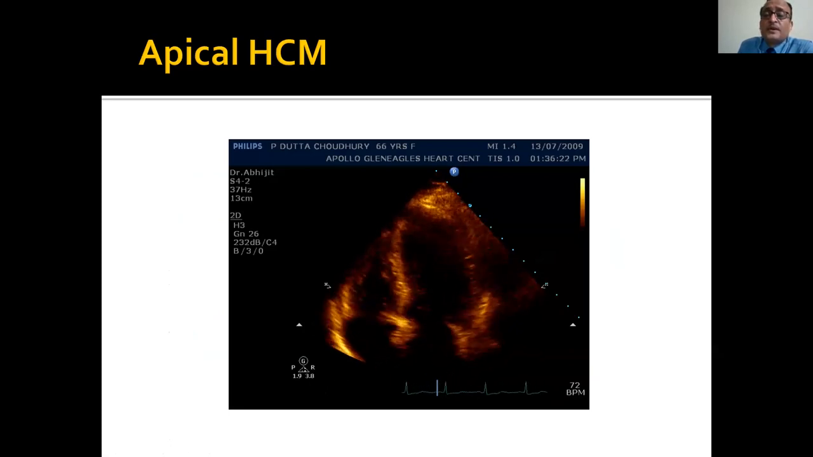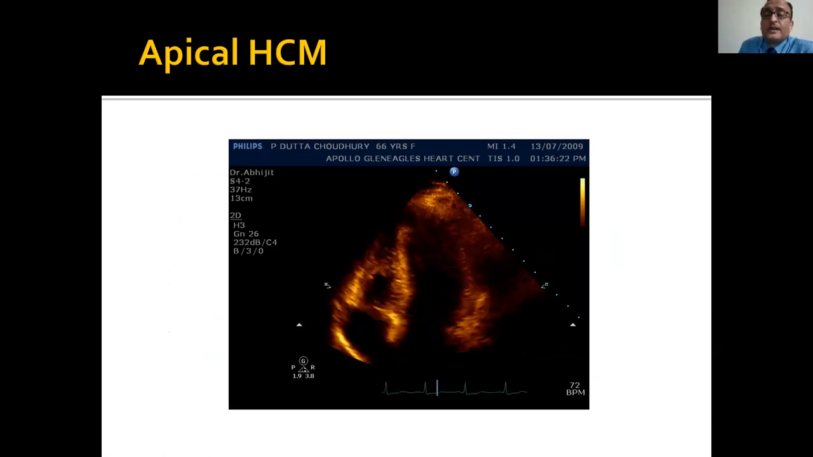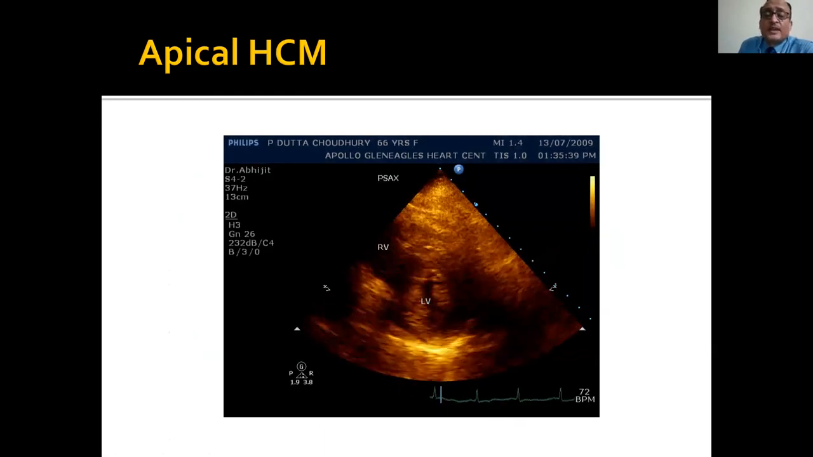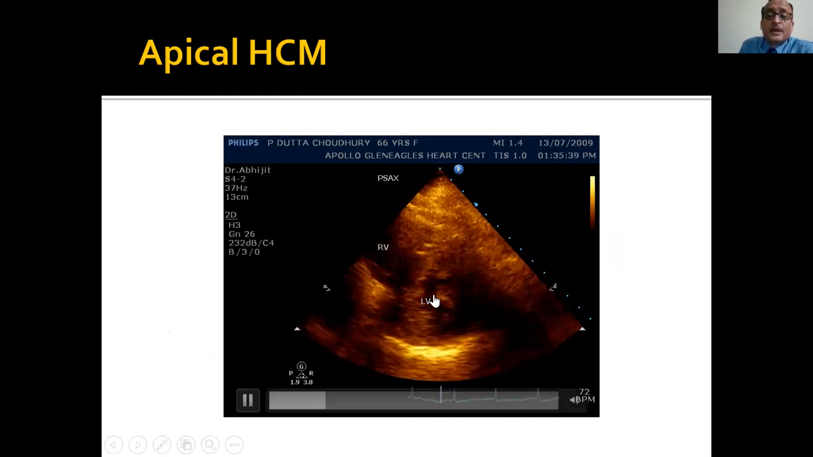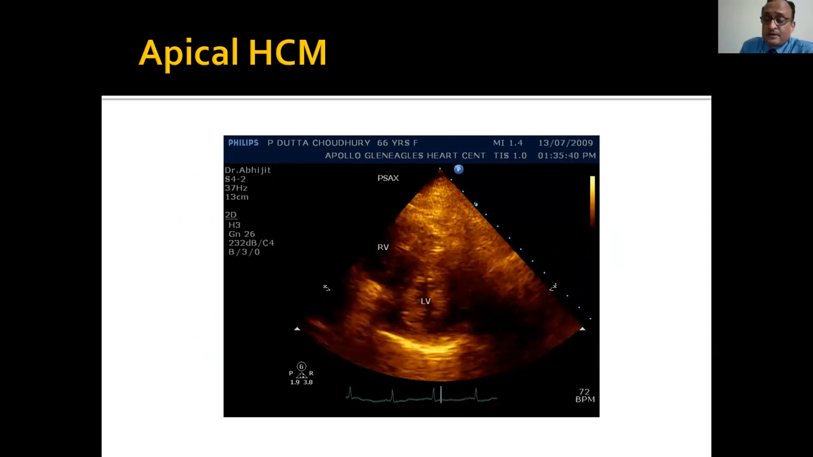You can see the obliteration of the LV cavity during systole. For those of you who are not convinced with this picture, see the next picture. Can you see the obliteration of the LV cavity during systole? Just look at it. The LV cavity is becoming almost non-existent during systole in the apical region.